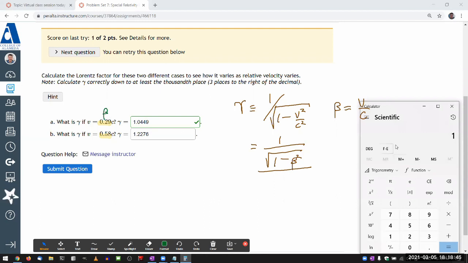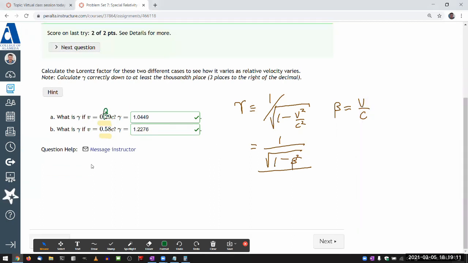So from zero to 0.29c, you see beta has changed by 0.0449. Now, as the speed doubles, gamma changes a lot more. So the difference in gamma doesn't simply double, go to 1.09. It didn't do that. It went to 1.2276.